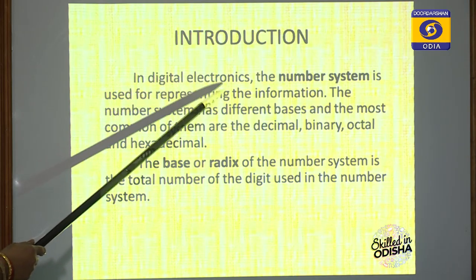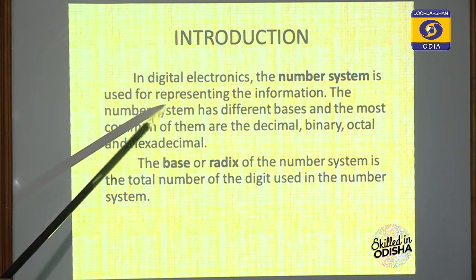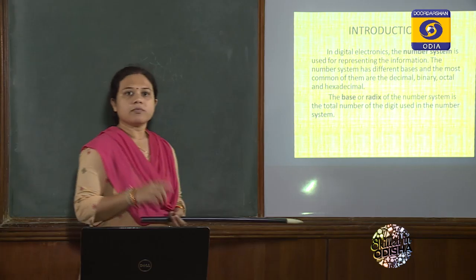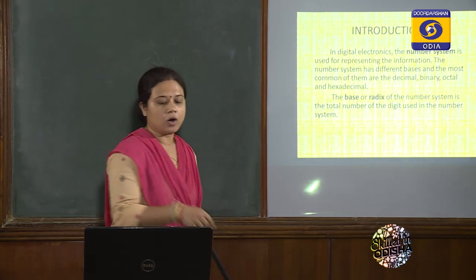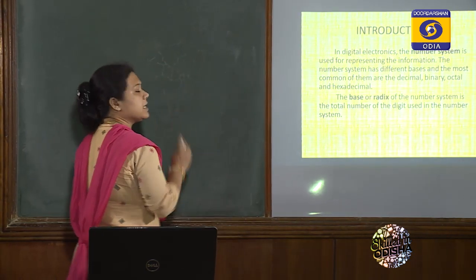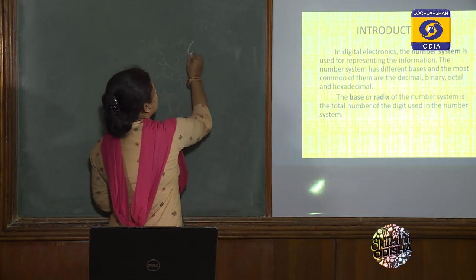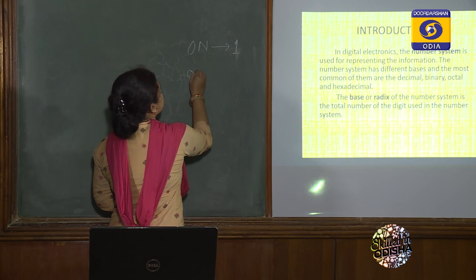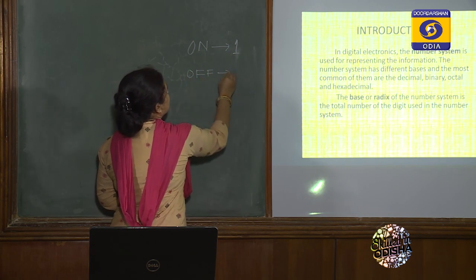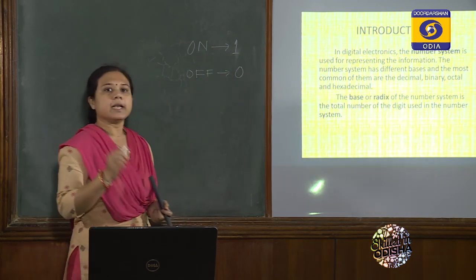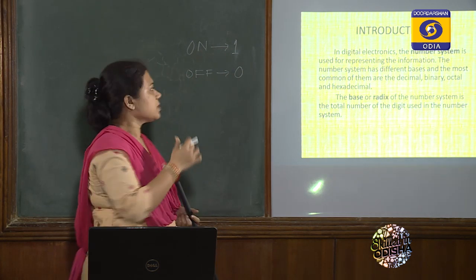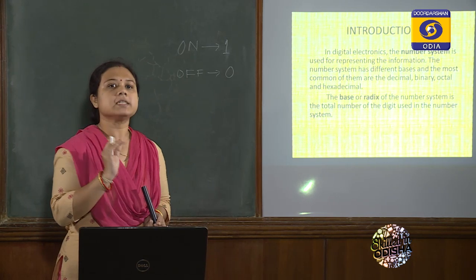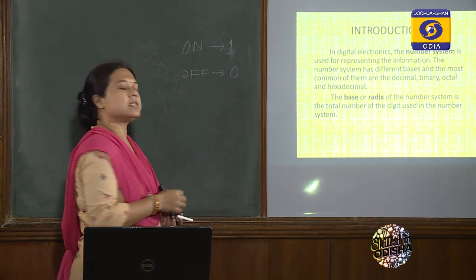In digital electronics, the number system is used for representing information. Information will be in terms of on and off. Generally, on is represented as 1 and off is represented as 0. So you have to represent any analog signal in terms of these 1 and 0 digits. It is a combination of 1s and 0s. That is our digital electronics.